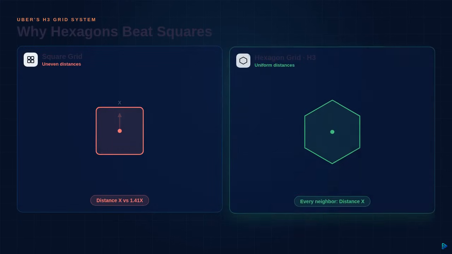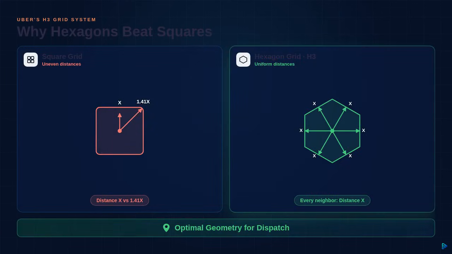But Uber actually created its own system called H3. Why? Because squares have a problem. The distance from the center to the corners is different than the distance to the sides. Hexagons, however, are much more uniform. Every neighbor of a hexagon is the same distance away. This makes calculating coverage and movement much more accurate for dispatching.